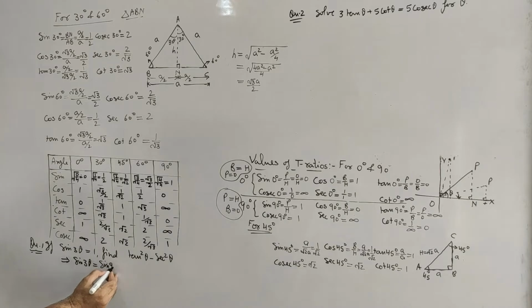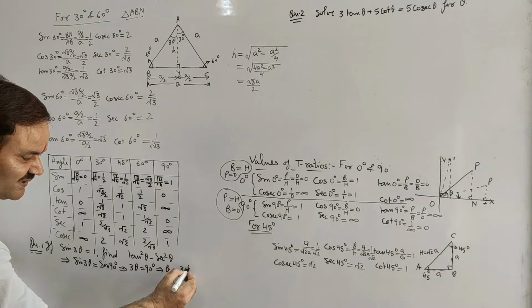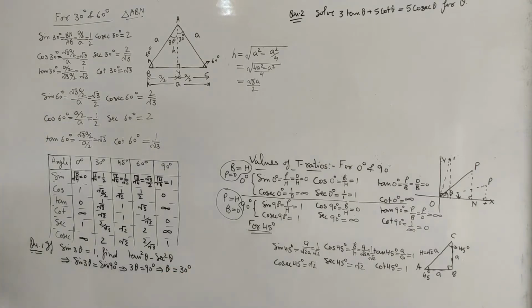So sin 3 theta will be sin 90 degree, which implies 3 theta is 90 degree, and this implies theta is equal to 90 by 3, that is 30 degree. And if we put theta equal to 30 degree in it, we will get tan square 30 degree minus sec square 30 degree.